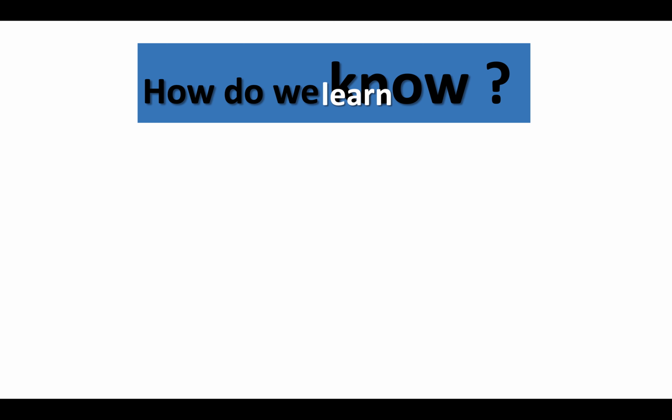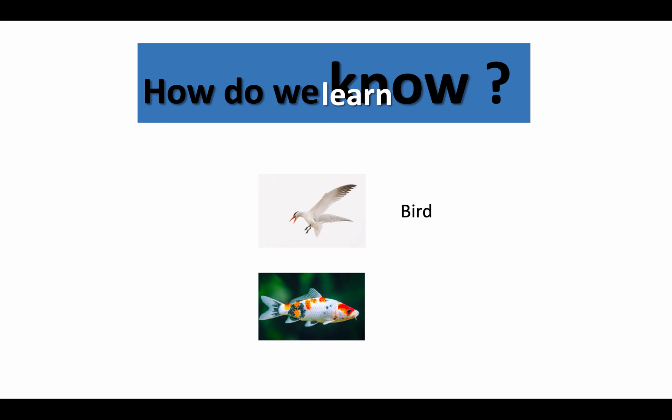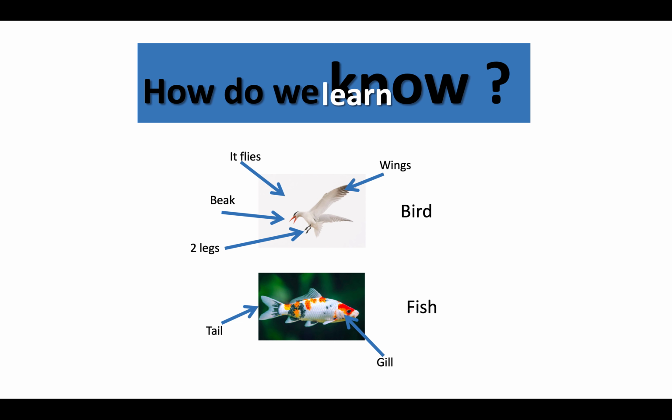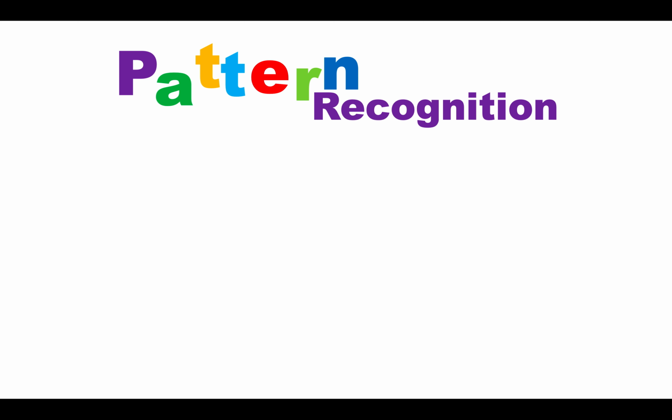But it begs the question of how do we actually learn? Now, this is not a trick question. What is this? A bird. Well, correct. What is this? A fish. Well, correct. But how do we know it is a bird? Well, we know it because it's got wings, it's got 2 legs, a beak, and it flies. And it is a fish because it's got gills, it's got a tail, it's got a fin, and it swims. What we actually do is something called pattern recognition.